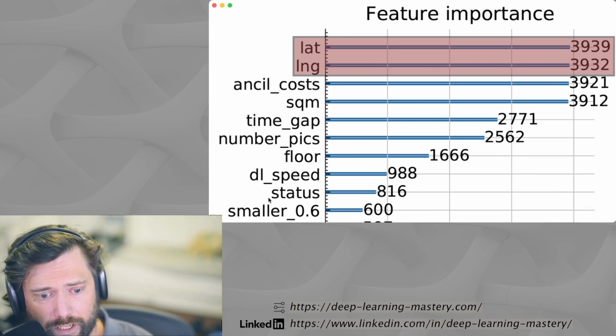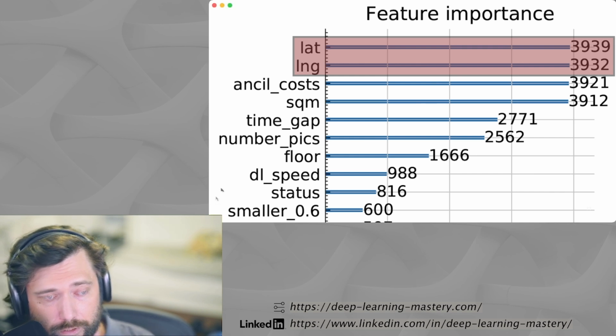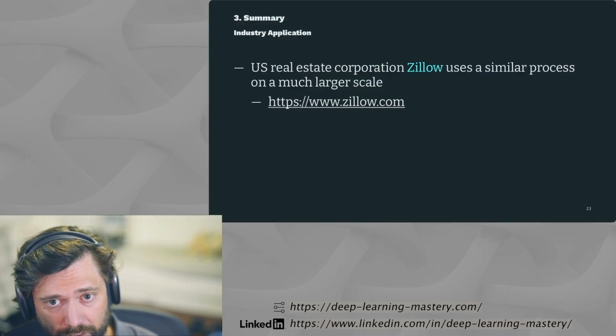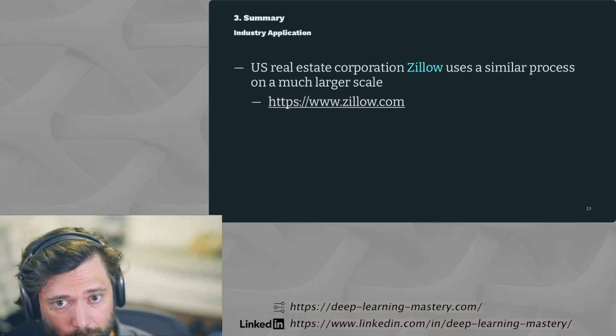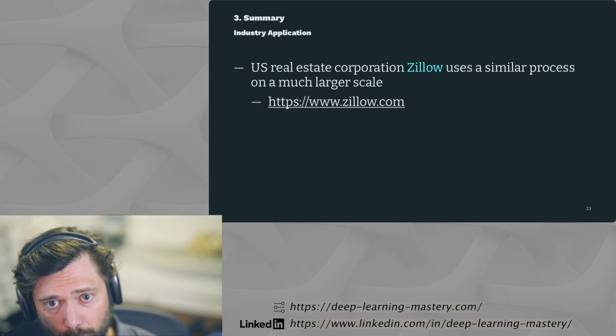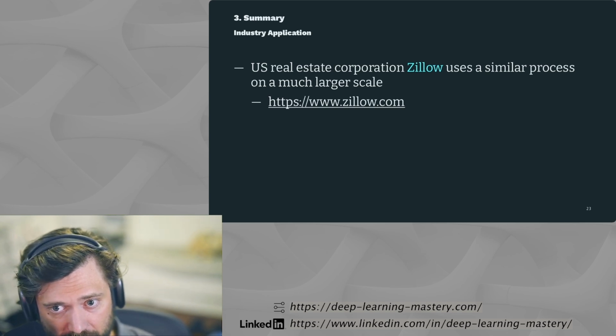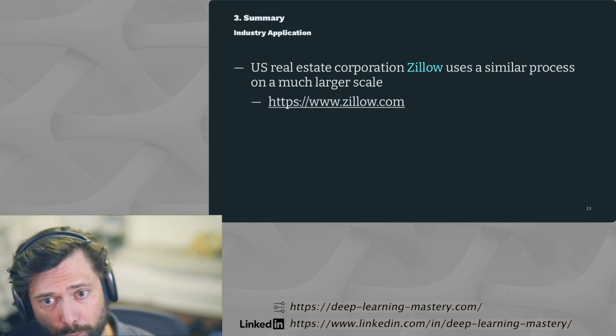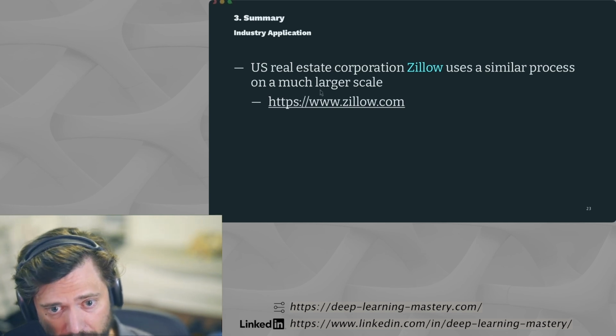So this was an aggregation, and we used others to try and give the model more specific details, which did end up improving the results. A company in the US, a US real estate corporation called Zillow, uses a similar process on a much larger scale for their data analysis and predictions. You can find more information on their website, just follow this one here.